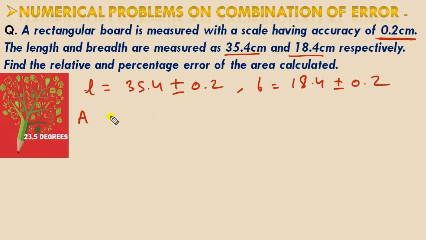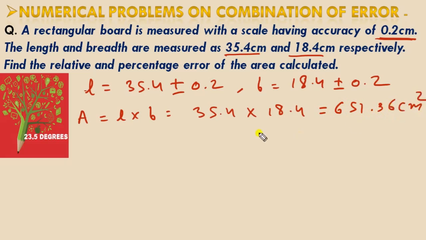Now area is length into breadth, that is 35.4 into 18.4, that would be equal to 651.36 centimeter square. Okay, now it is not being asked in this question to write the area with proper limit. Area with proper limit would be what? A plus minus mean absolute error in area. So here we have only to find the true value of area.